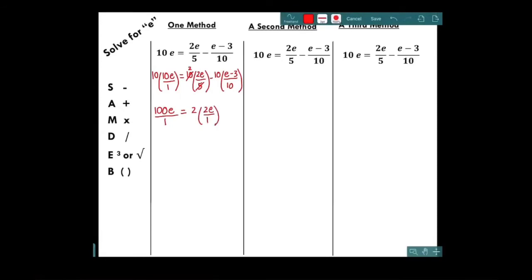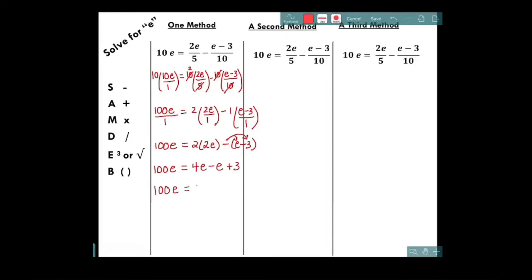And then with the next term, 10 divided by 10 will give us 1. So we're left with e minus 3 in the brackets. Now everything is over the denominator of 1, so we don't need to write that denominator. We can multiply 2 times 2 to get 4, and then multiply e minus 3 by the negative 1 out front to get negative e plus 3. And then we will subtract negative 3e from each side to get 97e equals 3 and divide by 97.